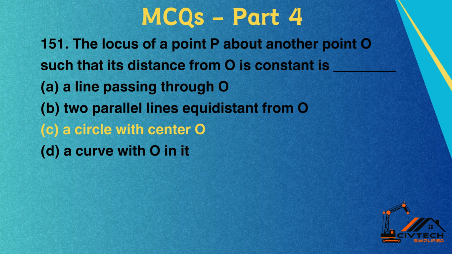Question number 151. The locus of a point P about another point O, such that its distance from O is constant, is: A. A line passing through O. B. Two parallel lines equidistant from O. C. A circle with center O. D. A curve with O in it. Correct option, C. A circle with center O.